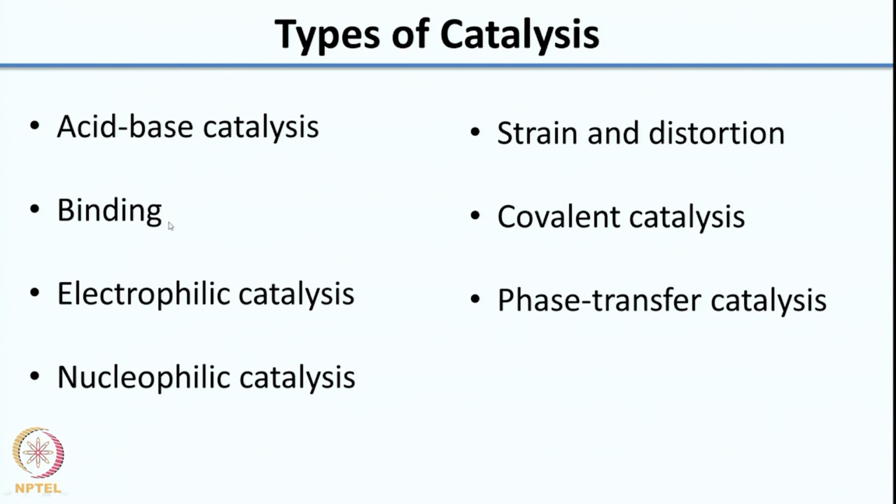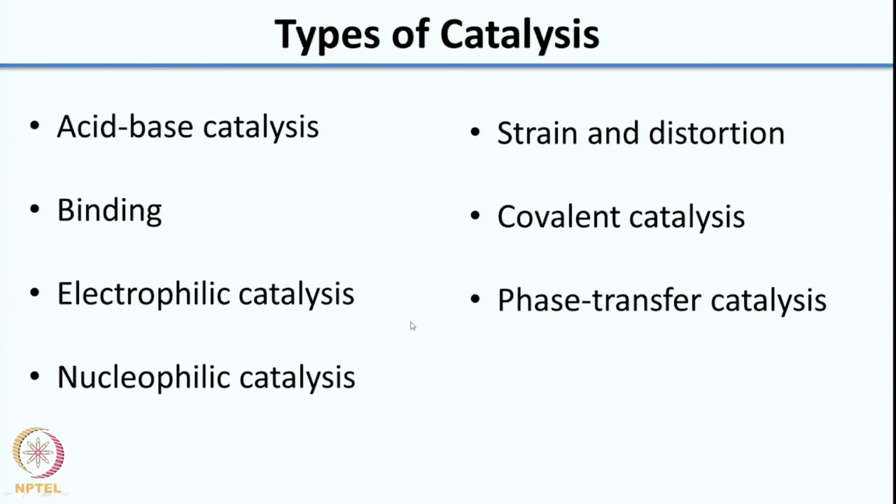The other important form is binding, which we saw earlier, where you have the catalyst binding with the reactant and this leading to lowering of the activation energy. This is seen a lot in biology and enzyme catalysis. Then you have electrophilic catalysis, where you have an electrophilic species catalyzing the reaction. You have nucleophilic catalysis. Then you have strain catalyzing reactions. Sometimes strain is a great catalyst because when the molecule has strain, it wants to release that strain, and that is a driving force for the reaction. Then you have covalent catalysis and phase transfer catalysis.